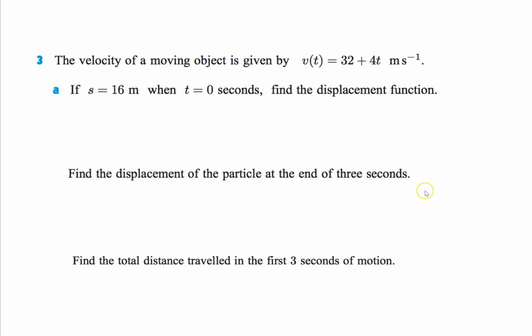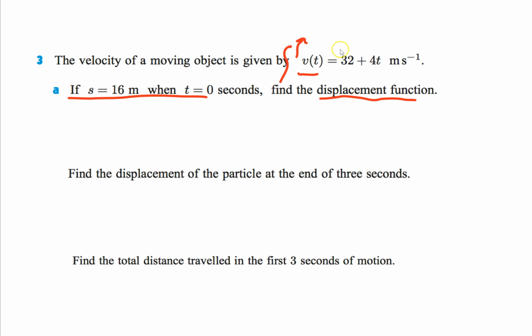So let's look at this one. If the velocity of a moving object is given by v of t equals 32 plus 4t meters per second, if s is 16 when t is 0, find the displacement function. So again, notice I have velocity and I gotta go to displacement. That's, you integrate, right? To go one up. And look what they gave you. They gave you a point. s is 16, t is 0. They're telling you, hey, at 0 seconds, your displacement is 16. Find the c. That's what that's about. They want you to find c.